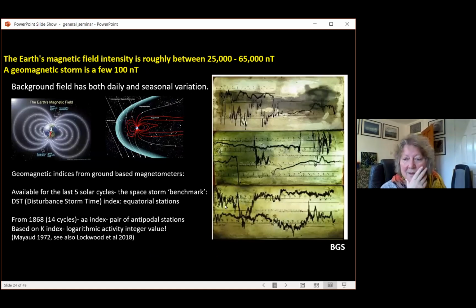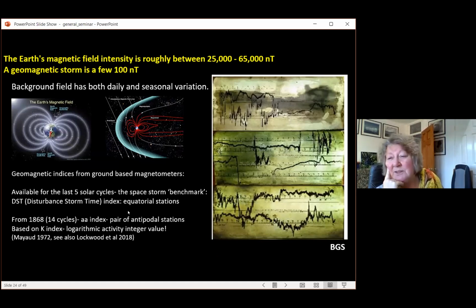Okay, that's nice data. It's actual magnetometer measurements for 4 or 5 cycles, but we'd like to go further back in time. And now things get a bit more grubby, and that's what I'm going to talk about for the rest of the talk. What we have is a thing called AA, the AA index.